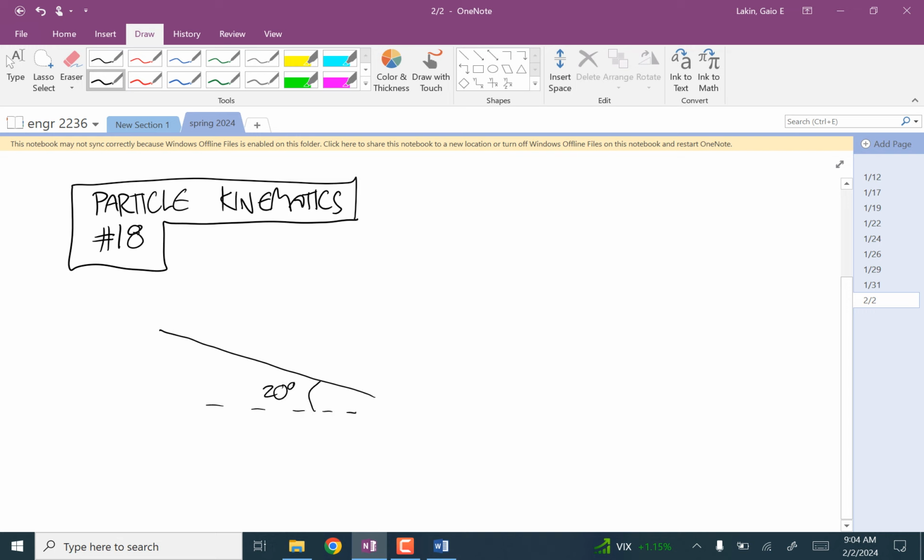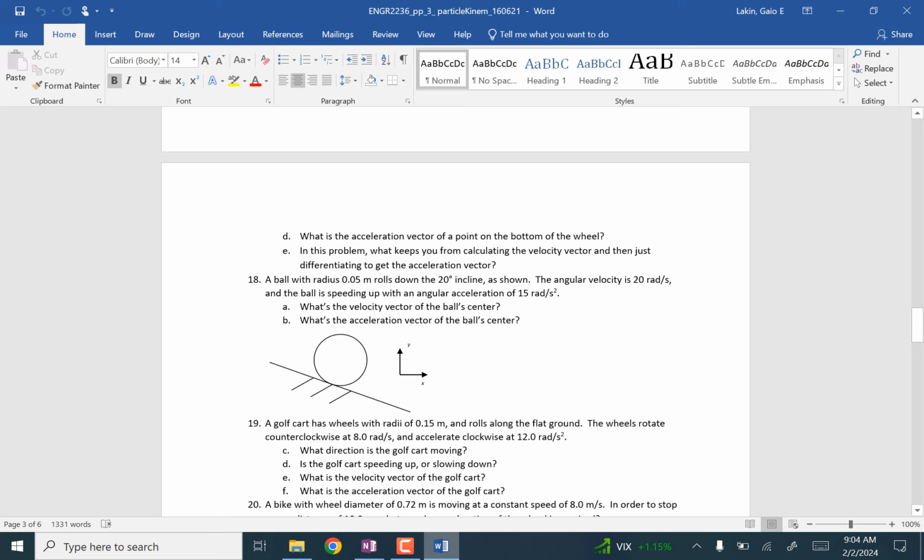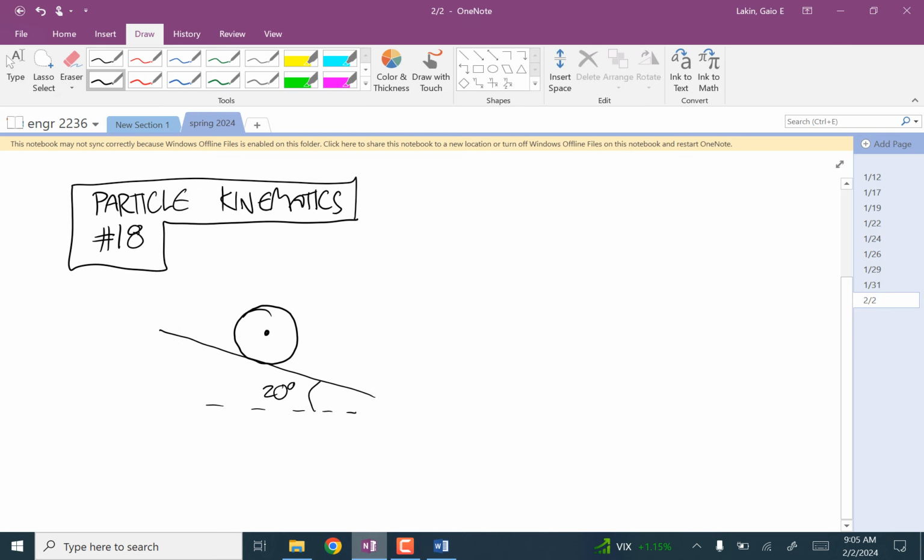So this is 20 degrees. Angular velocity, 20 and 15. Okay, so it has an angular velocity this way of 20 radians per second. And it has an angular acceleration the same way of 15 radians per second squared. And the radius of this thing is 5 centimeters. So I'm going to start out with a coordinate system that's oriented with the incline. We'll figure that out, and then we'll worry about changing coordinate systems.